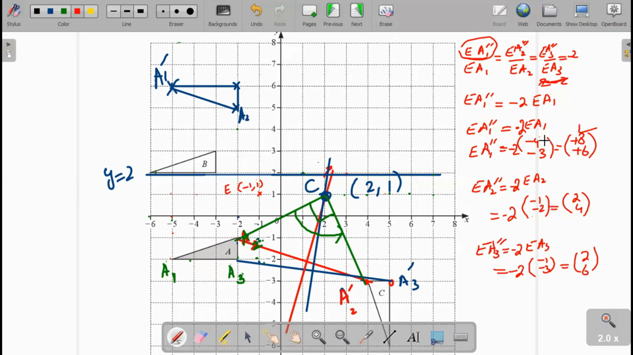Now that is 8, 6. Now we move from point E to the right-hand side 8 units horizontally. Now we see that this is 1, 2, 3, 4, 5, 6, 7, 8, and then move 6 units: 1, 2, 3, 4, 5, 6. That point is A1 double dash.